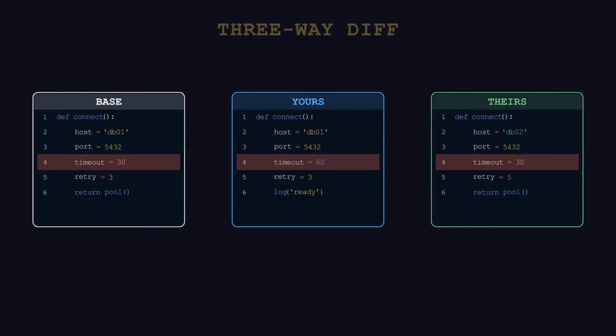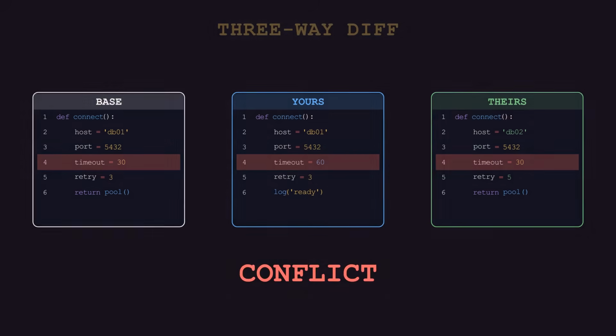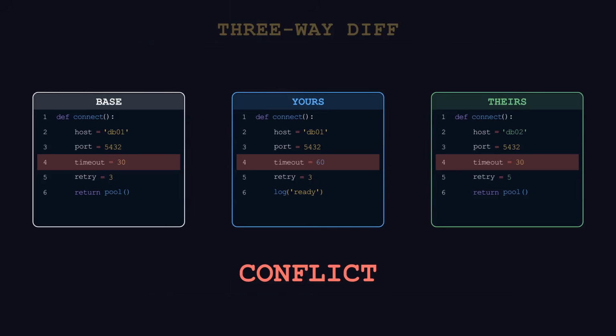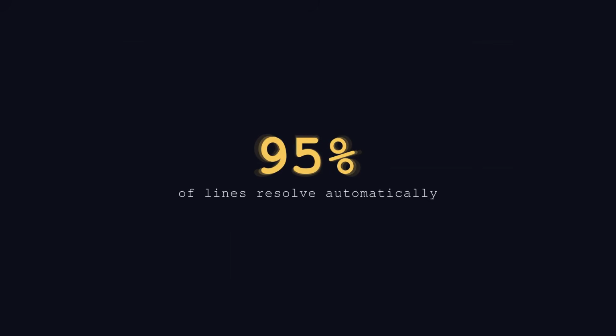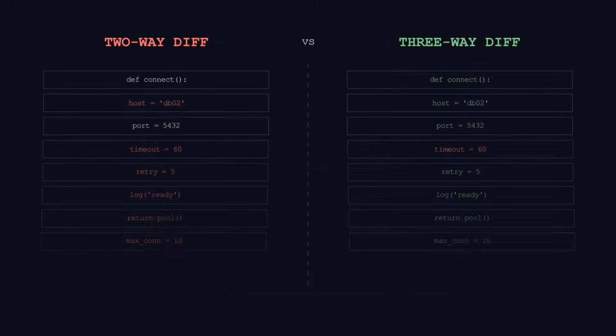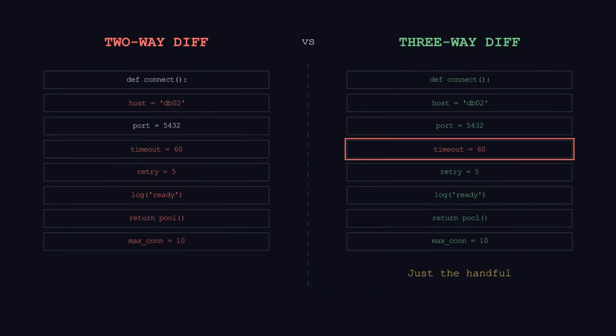But what if you both changed the same line differently? That's the one case Git cannot solve alone. Every other case resolves automatically. In a typical merge, 95% of lines resolve automatically. Git only flags the handful of lines where both sides diverged from the base in different ways.